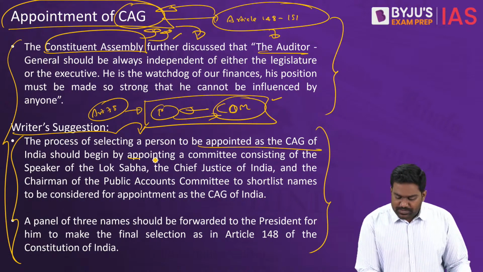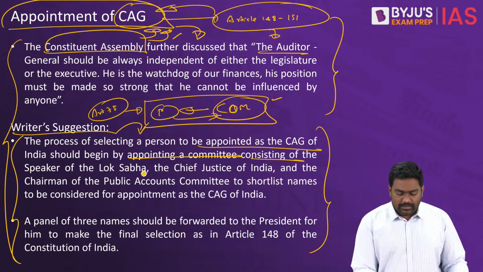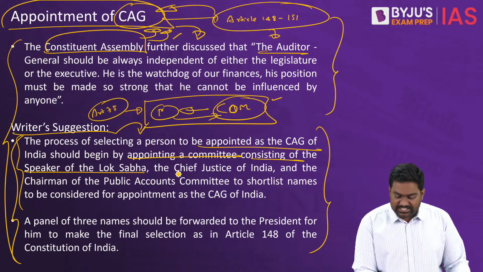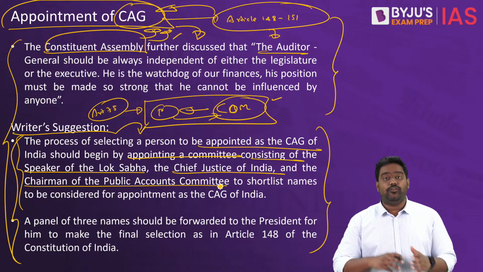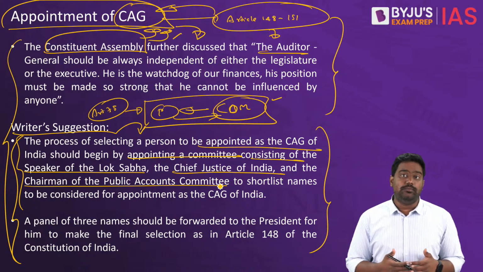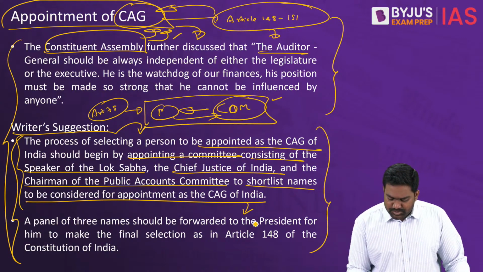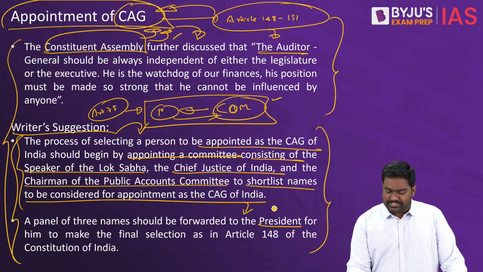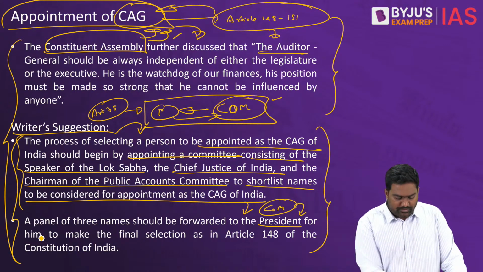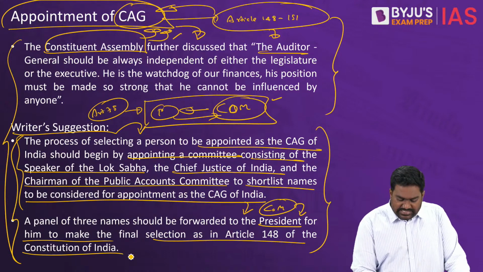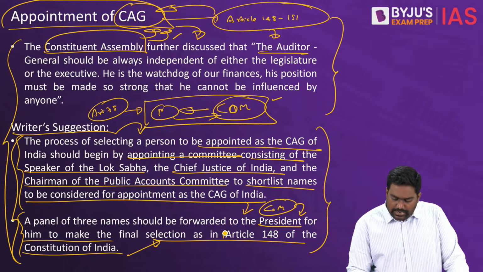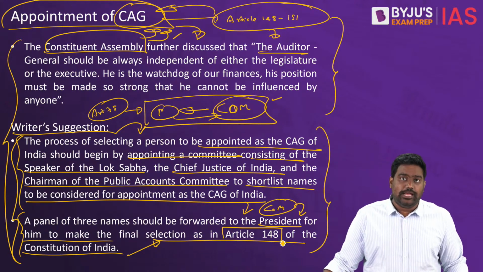So here the writer is suggesting, in order to make the CAG more independent and autonomous, that there should be an appointment committee, including the Speaker of the Lok Sabha, the Chief Justice of India, and the Chairman of the PAC, the Public Accounts Committee of Parliament, who would shortlist a set of names. These names should be forwarded to the President by the Council of Ministers, and the President will choose one of them to make the final selection and appoint them as the CAG as per the provisions of Article 148.